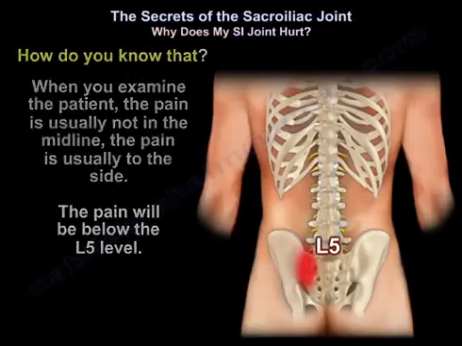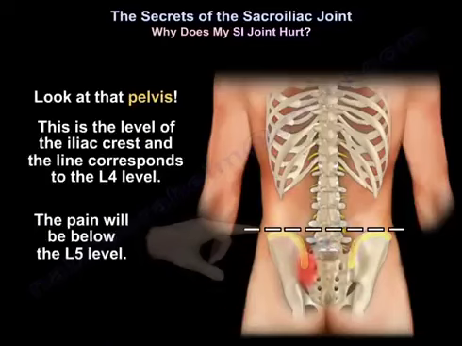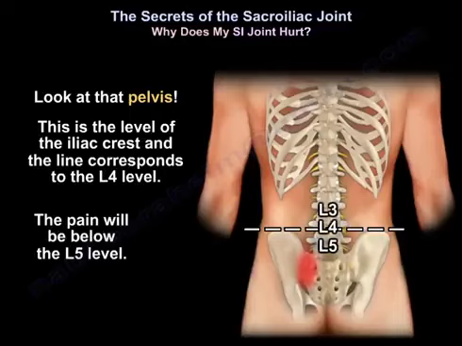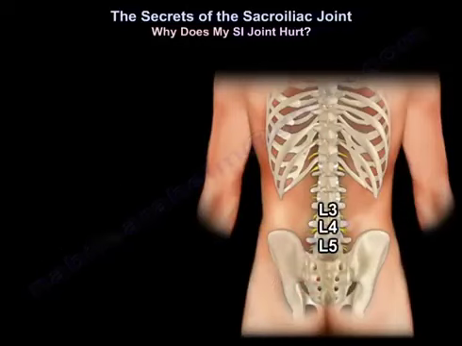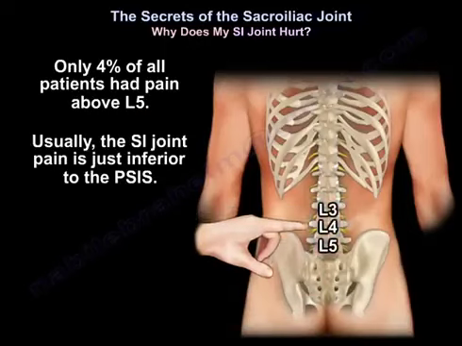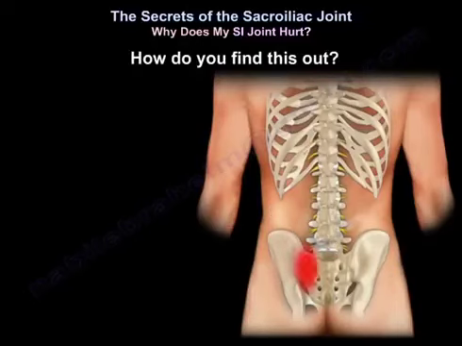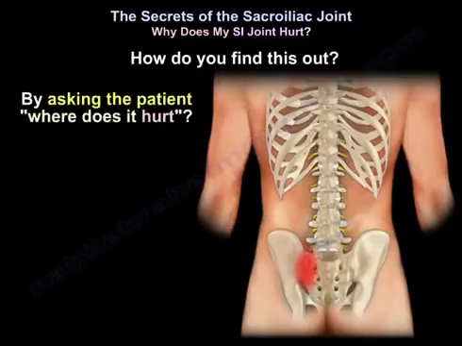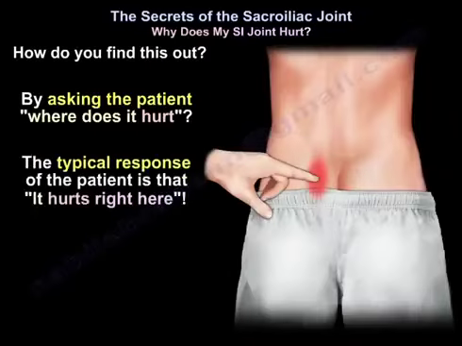How do you know that? Look at that pelvis. This is the level of the iliac crest, and this line corresponds to the L4 level. The pain will be below the L5 level. Only 4% of all patients have pain above L5. Usually, the sacroiliac joint pain is just inferior to the posterior superior iliac spine. So how do you find this out? By asking the patient, where does it hurt? And the typical response of the patient will say it hurts right here.